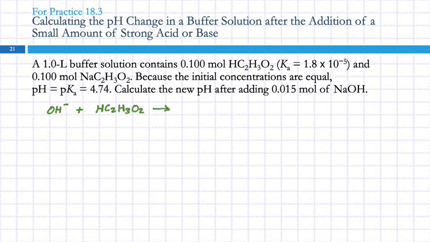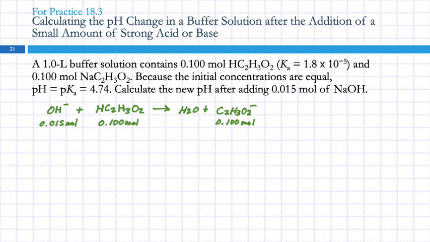And we're going to assume complete reaction, and that's going to form water and acetate ion. So from the buffer, we had 0.100 moles of that and 0.100 moles of that. We're adding 0.015 moles of hydroxide. So these are the quantities we have at the start of this reaction.